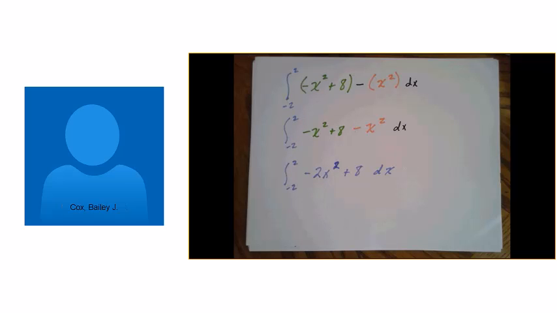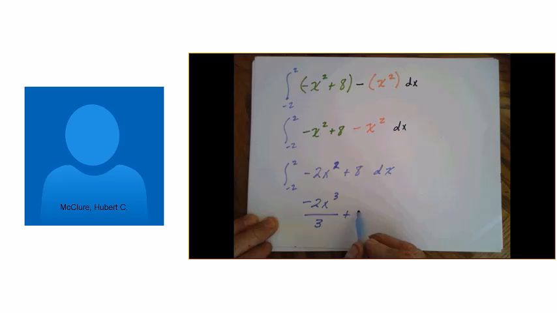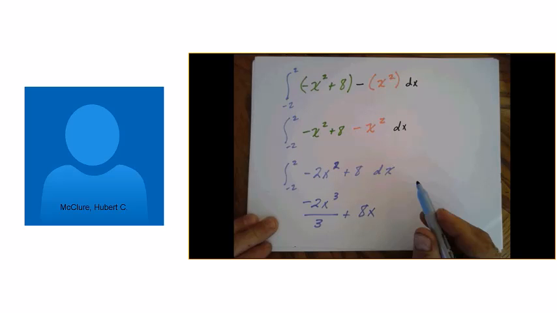We should have done that in pink, because we'll do the evaluation in pink. Because I hatched it in pink, so we need to make the colors. So the antiderivative is going to be -2x³/3 +8x evaluated at -2 and 2.